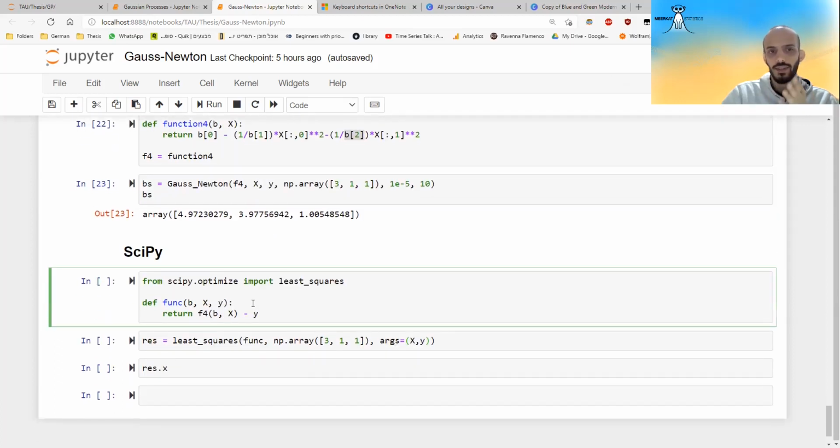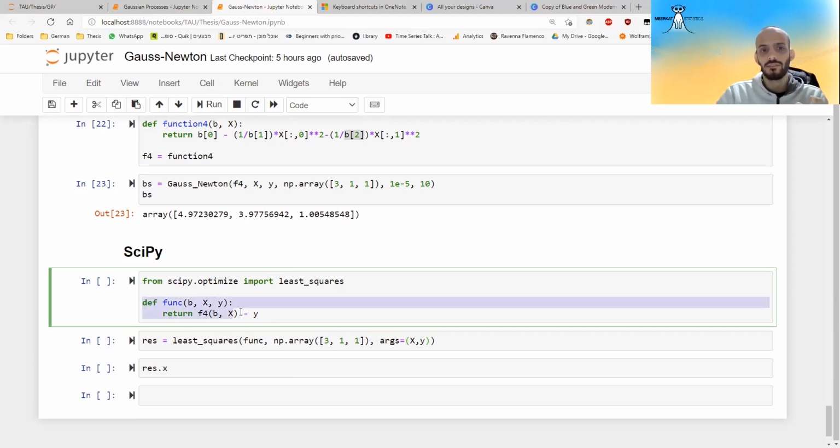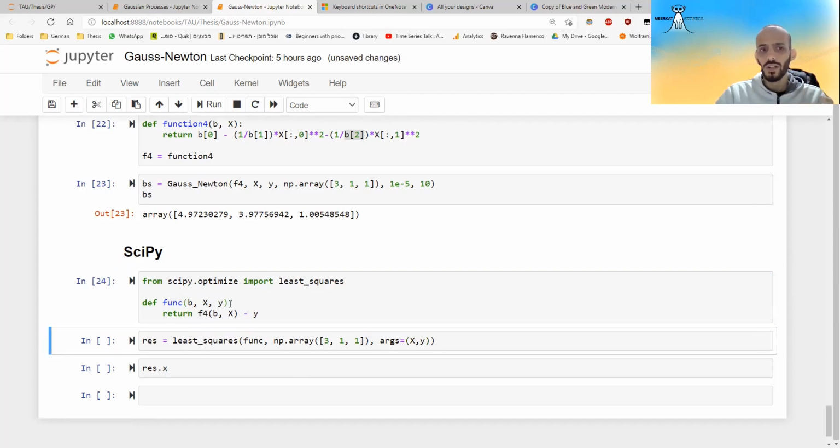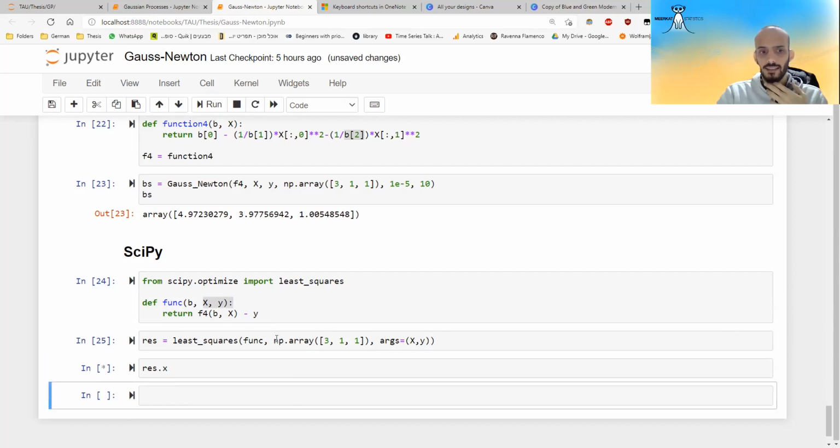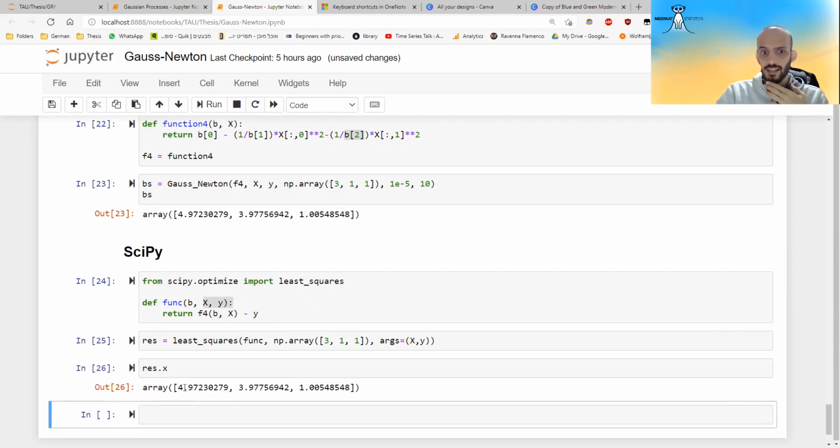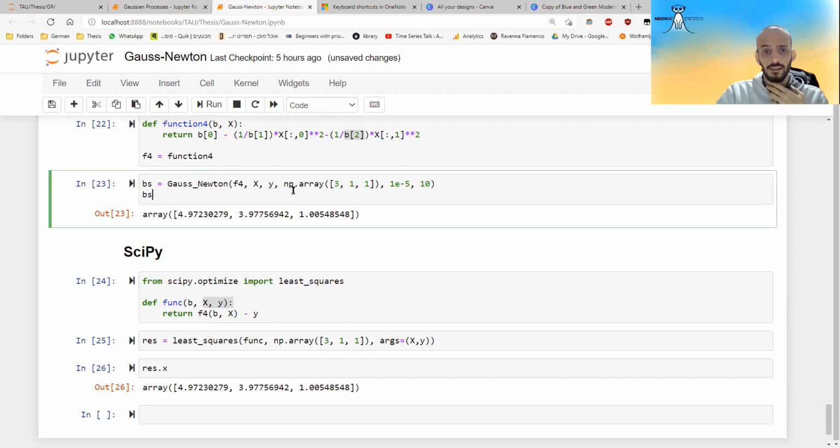And also, of course, you don't have to implement everything from scratch. SciPy has this algorithm already implemented. The only thing you need to do is to define a function that gives the residuals. Okay, and then once you have a function that gives the residual, you give that function to the least squares function with some initial guess and the extra arguments with the data. And you can see it gives exactly the same results as our manually created algorithm.